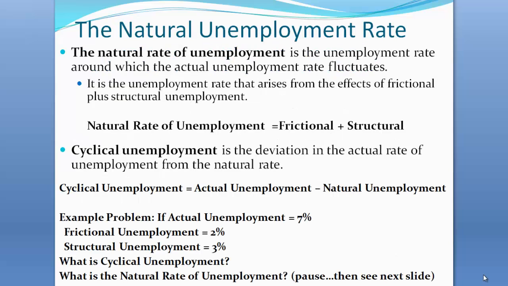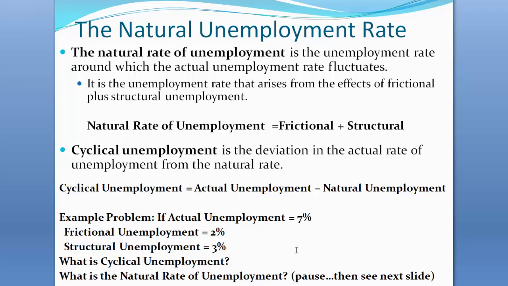Now let's look at the natural unemployment rate. The natural rate of unemployment is the unemployment rate around which the actual rate fluctuates. It is the unemployment rate that arises from the effects of frictional plus structural unemployment. Mathematically, the natural rate of unemployment is equal to frictional plus structural. Cyclical unemployment is the deviation in the actual rate of unemployment from the natural rate. Mathematically, cyclical unemployment equals actual unemployment minus the natural rate of unemployment.